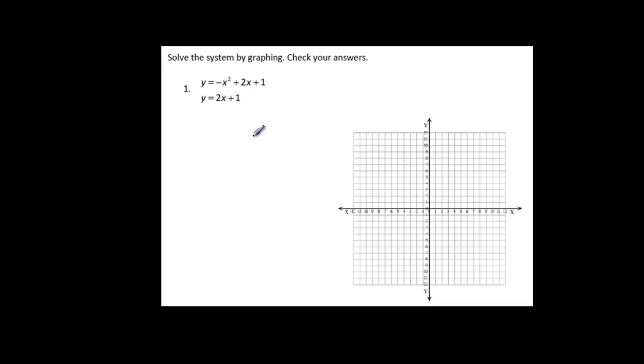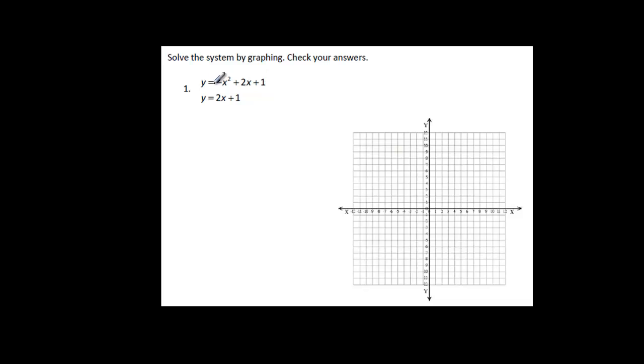Okay, so for this lesson, it's 4.9a. We're going to be looking at some systems of quadratics and lines and all that jazz. So this one they want you to graph and then check your answers afterwards. So let's graph the top equation.